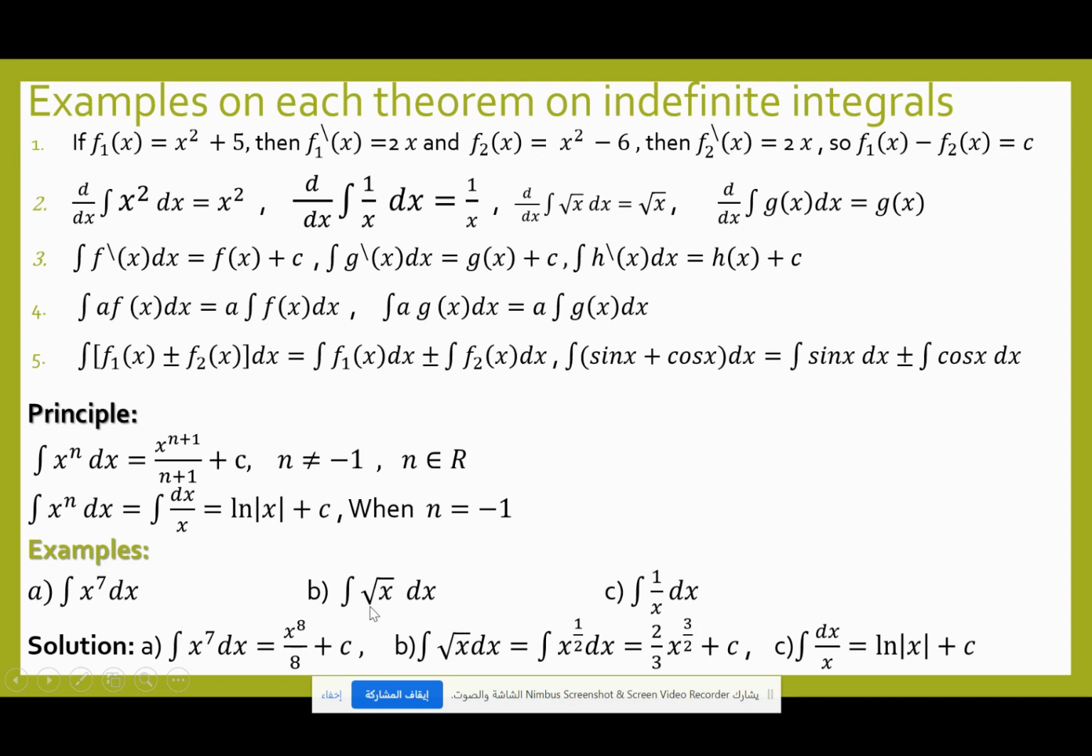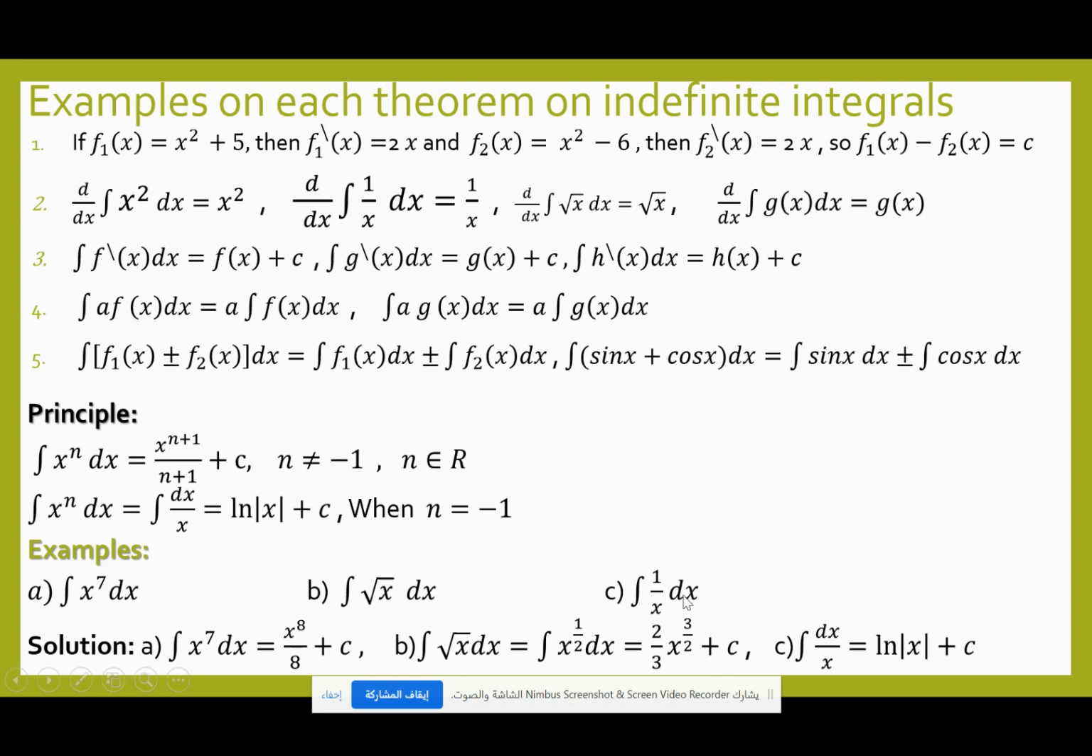Now, what about the square root? We said that we can change it to a rational power, which is one half. And then, like principle number one, you have to add 1 and divide by the result. So come on, if you add 1 to one half, you will get 3 over 2. And then divide by 3 over 2. If you divide by 2 over 3, the denominator is switched up to be 2 in the numerator. And that all will be 2 over 3 plus c, always, because you are integrating indefinite integrals.